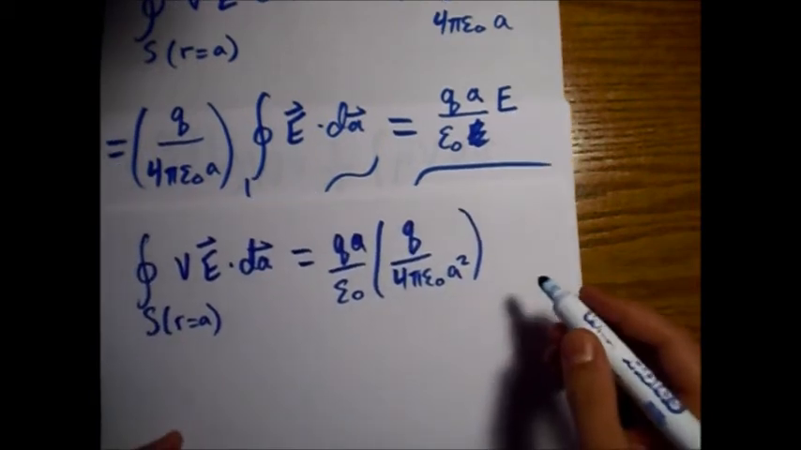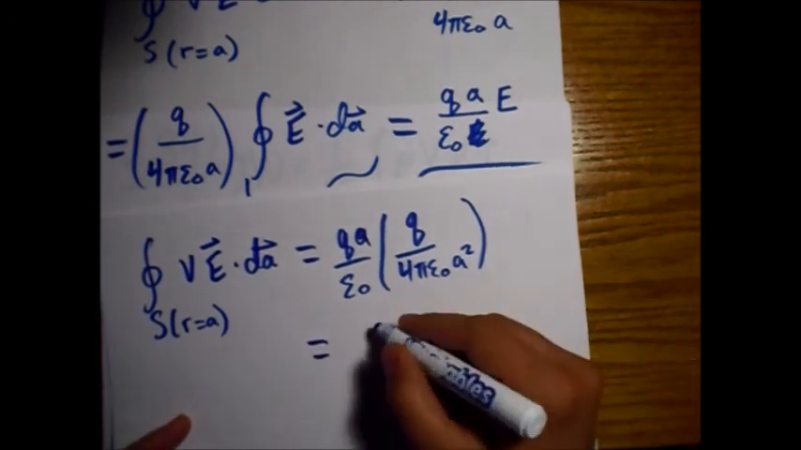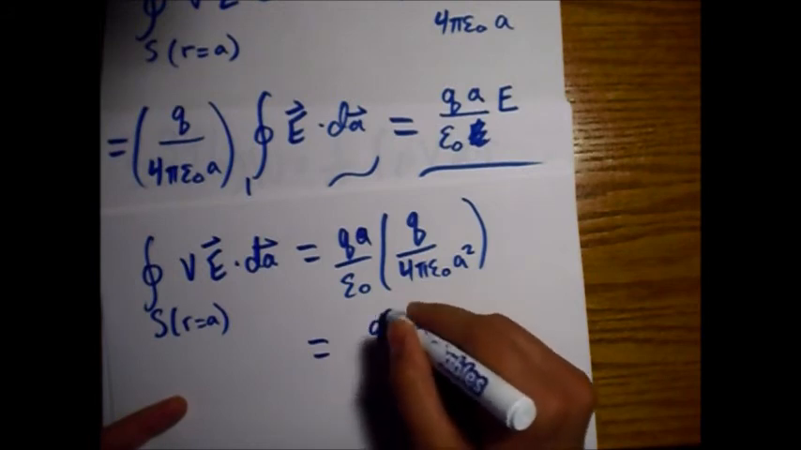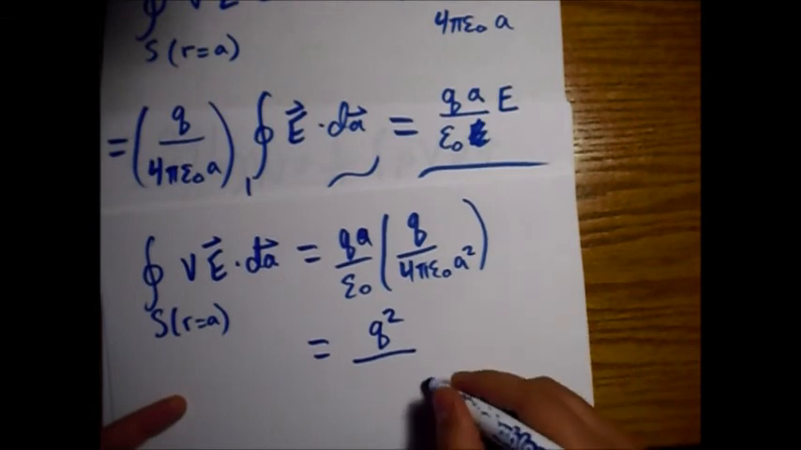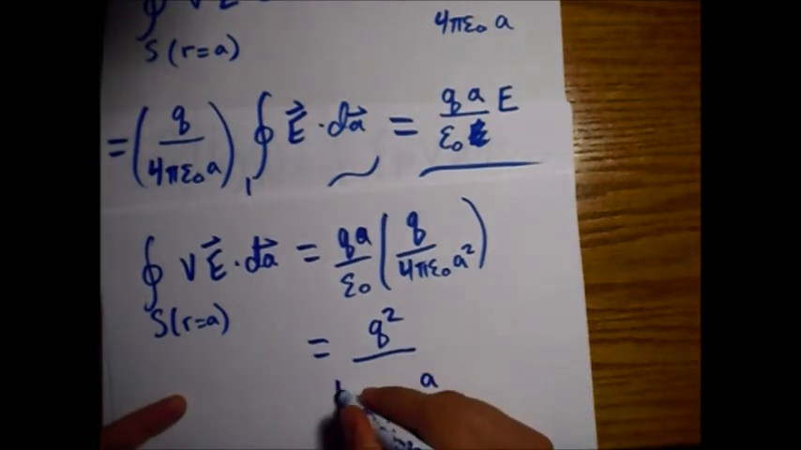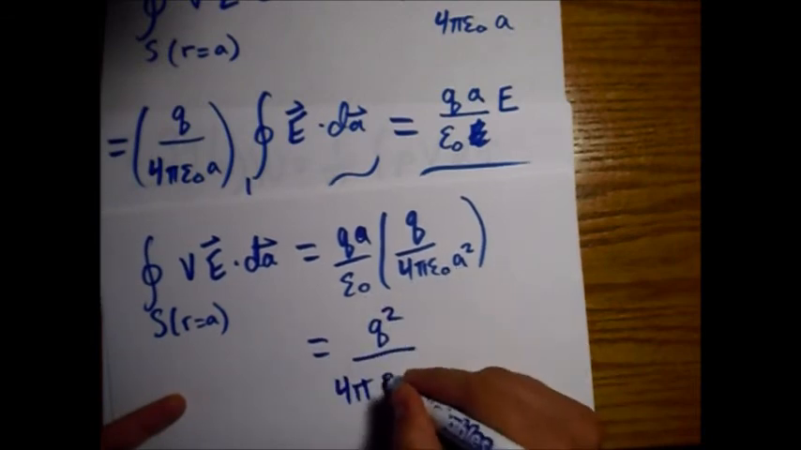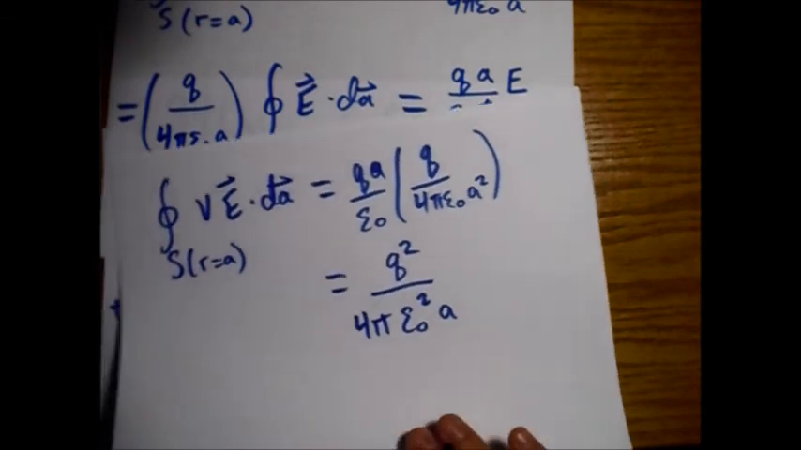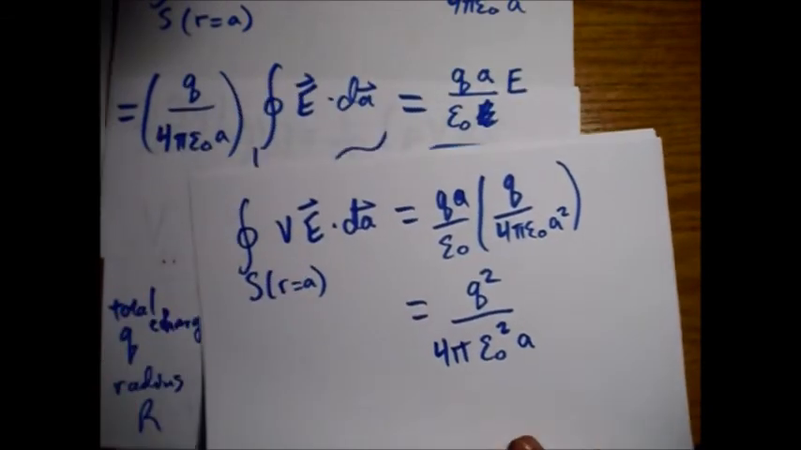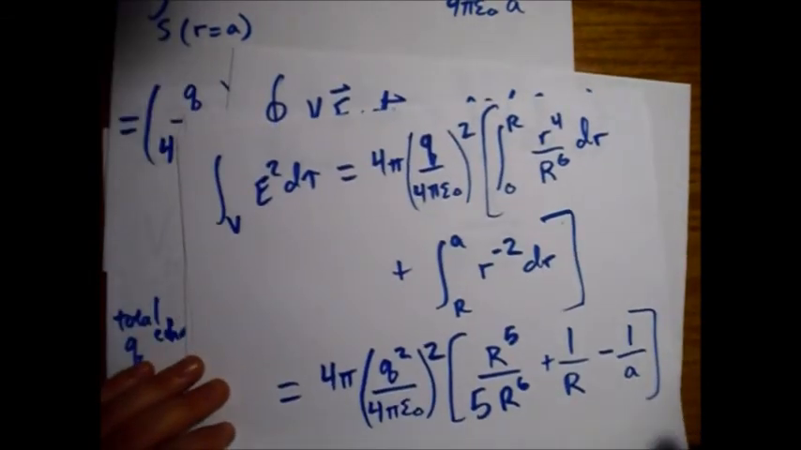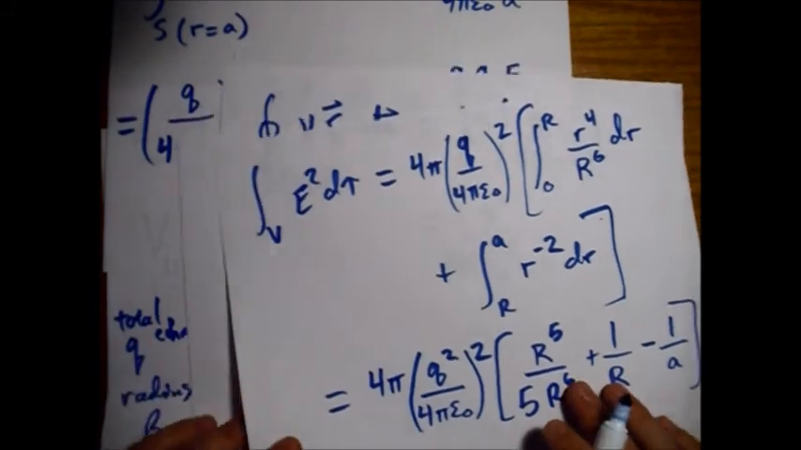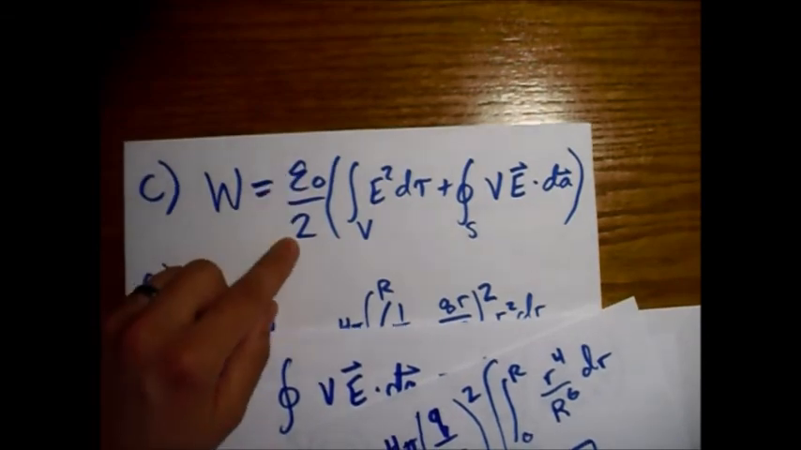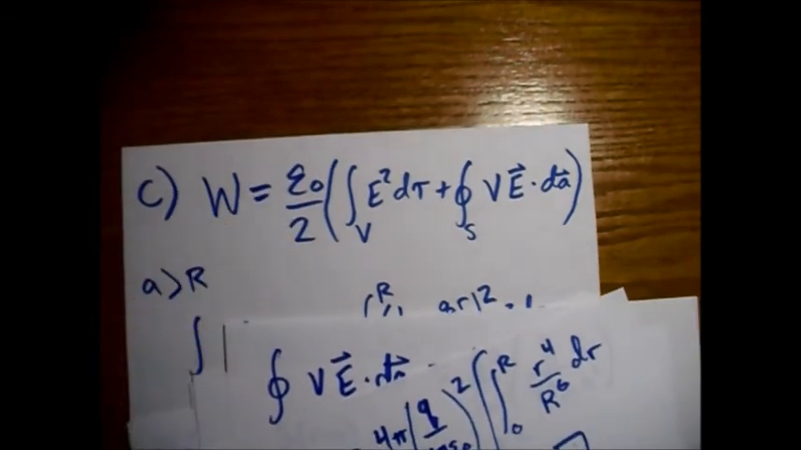All right. And let's just bring up a couple of things together. So we have a Q squared on top. Dividing by A, we have one power of A on the bottom. We have a 4 pi, and then we have 2 powers of epsilon naught. So this is Q squared over 4 pi epsilon naught squared times A. All right, so this is just the surface integral. We have to combine it with this volume integral that we've done, and we multiply the whole shebang by epsilon naught over 2, and that will give us the work.